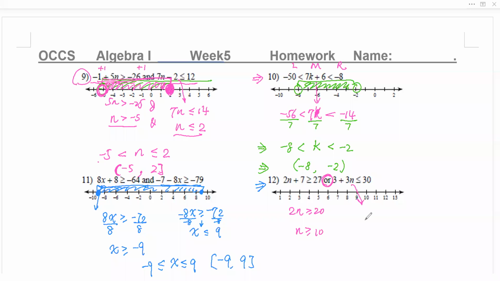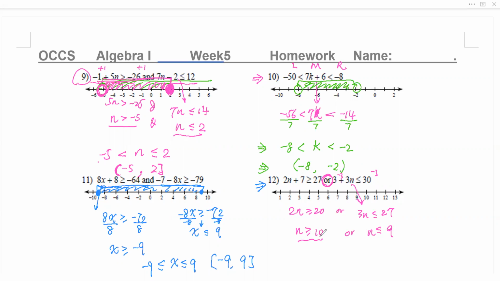See the right side. 3n is less than... both sides minus 3, so we get 27. Both sides divide by 3, and we get n less than or equal to 9. So you can see actually this one is "or", right?